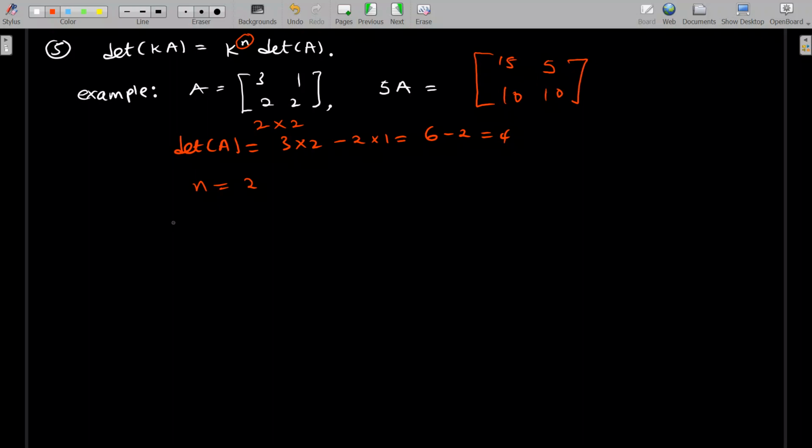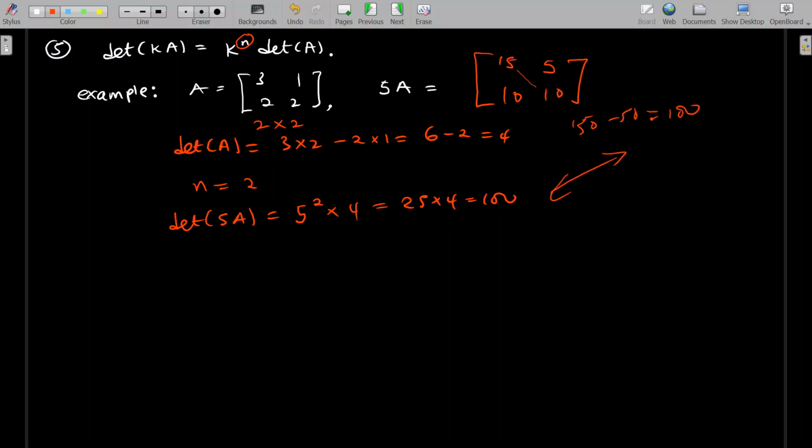So what this property is saying is that the determinant of 5A should be equal to 5 to the power of the dimension, which is 2, times the determinant of A, which is 4. So it's going to be 25 times 4, that is 100. Now if you look at this, the determinant is 15 times 10, which is 150, minus 5 times 10, which is 50, and that's going to give me 100. Okay, so these two have the same determinant.